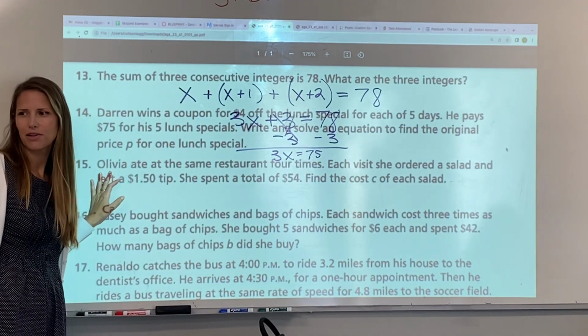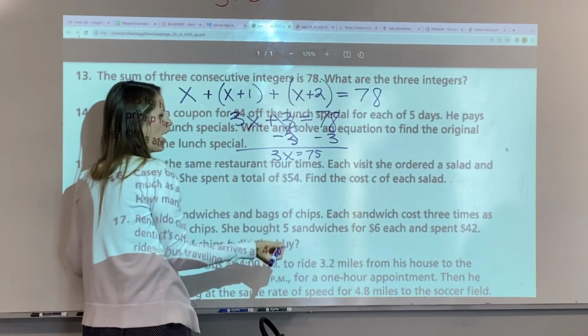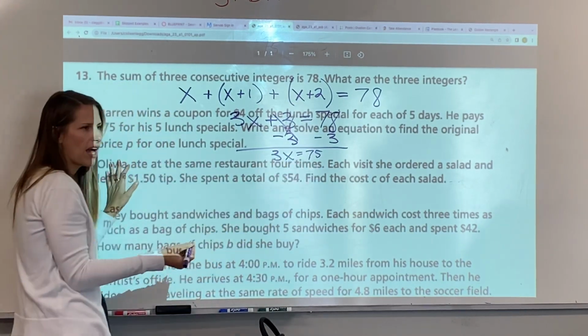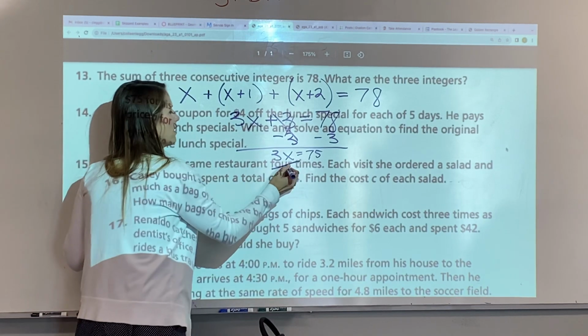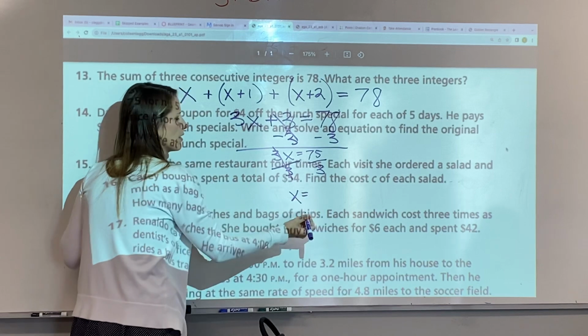I see that little mistake that you made with the 78. You just forgot to subtract, right? So 78 minus 3 is 75. And then we have 3x equals 75. Divide by 3 on both sides. Cancel, and we have x equals 25.